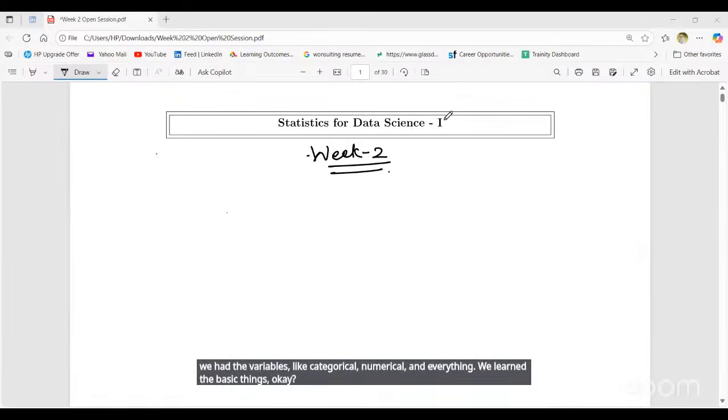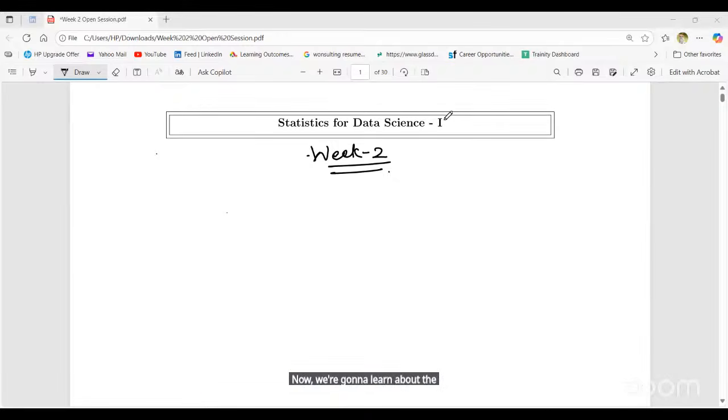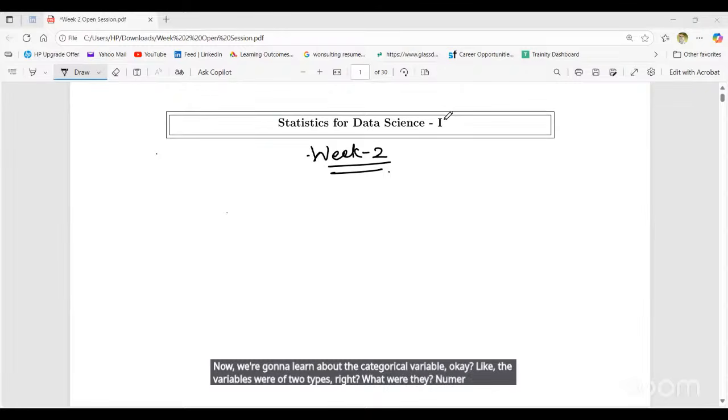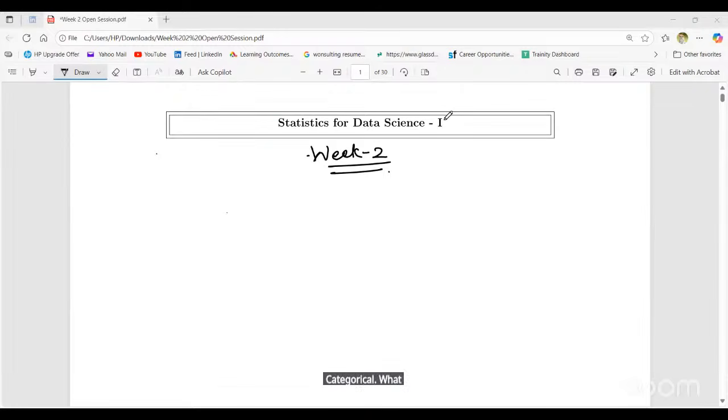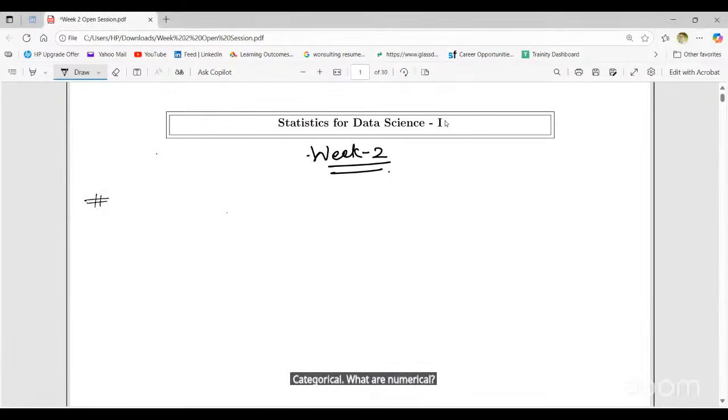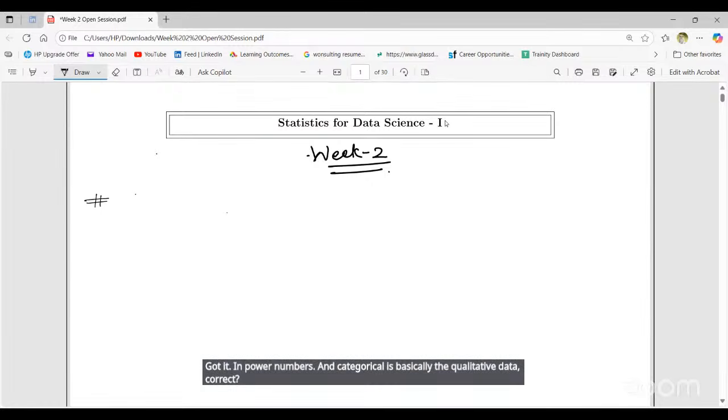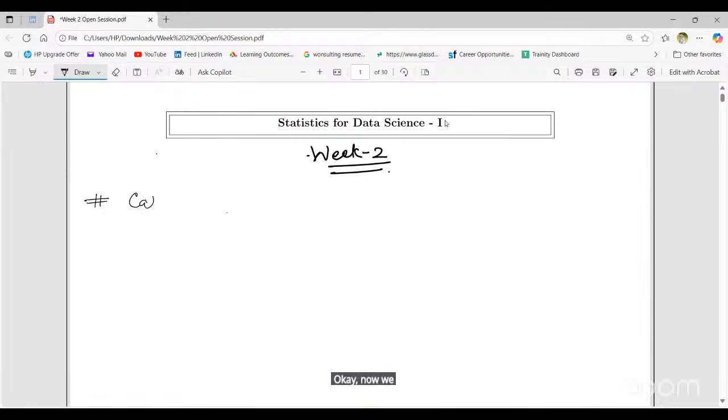Now we're going to learn about the categorical variable. The variables were of two types, right? Numerical and categorical. What are numerical? Quantitative data, in the form of numbers. And categorical is basically the qualitative data, correct? Yes, ma'am.